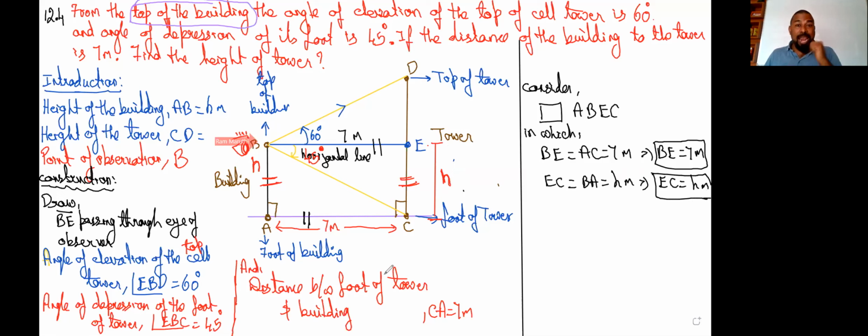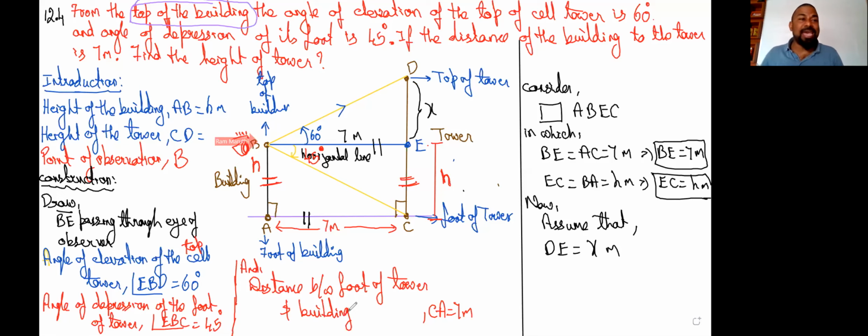Fine. Now, let's make an assumption. Assume that DE is equal to X meters. From here to here, you call it X. That is the consideration we are making.